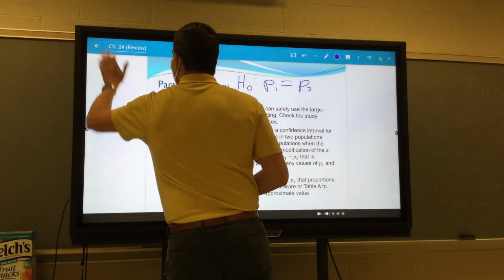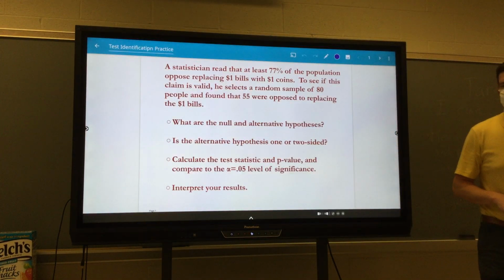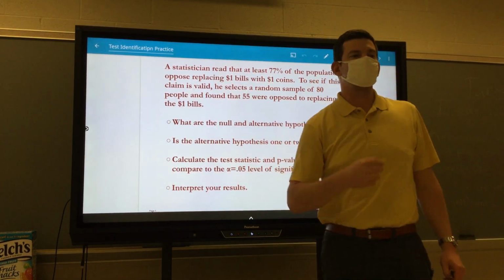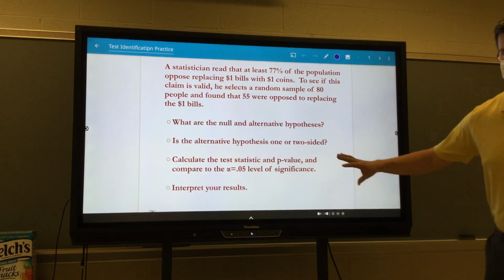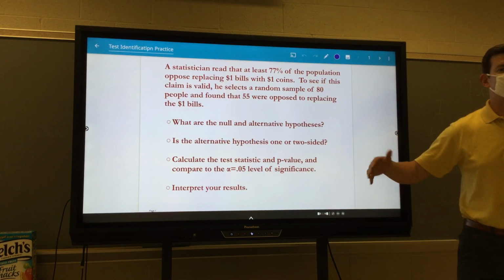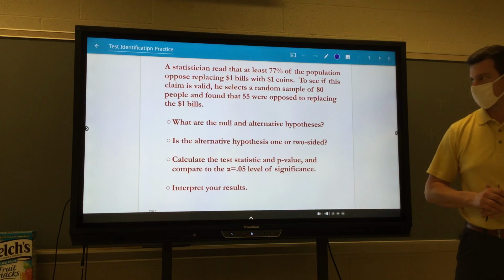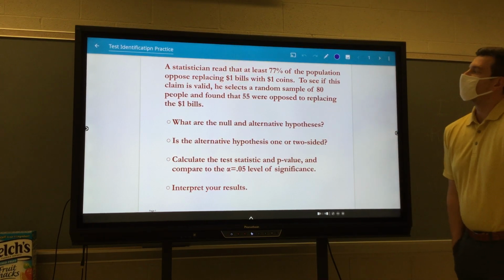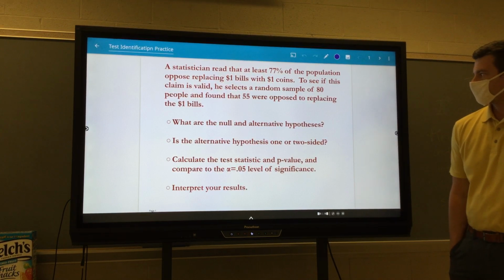Okay. So let's go back to those problems that we had looked at yesterday, where we were just purely identifying what type of test we're using. Maybe we'll do 2 or 3 of these together and just see what that procedural calculation looks like. So this was our first one from yesterday. It was people who were against replacing the $1 bills with the $1 coins.